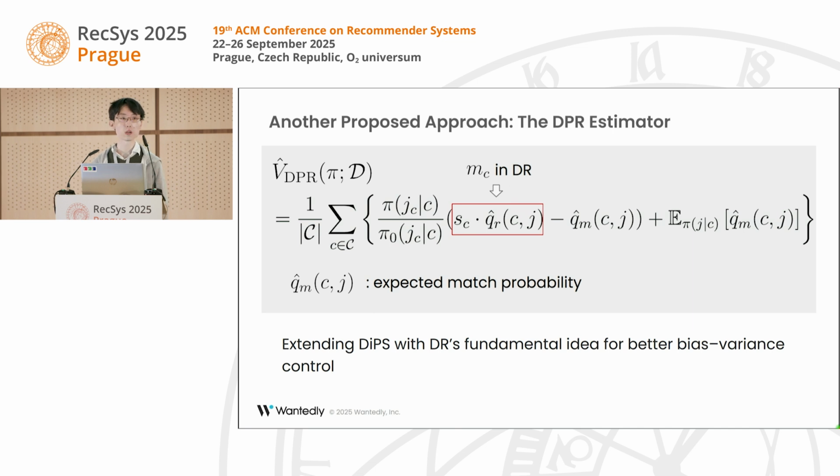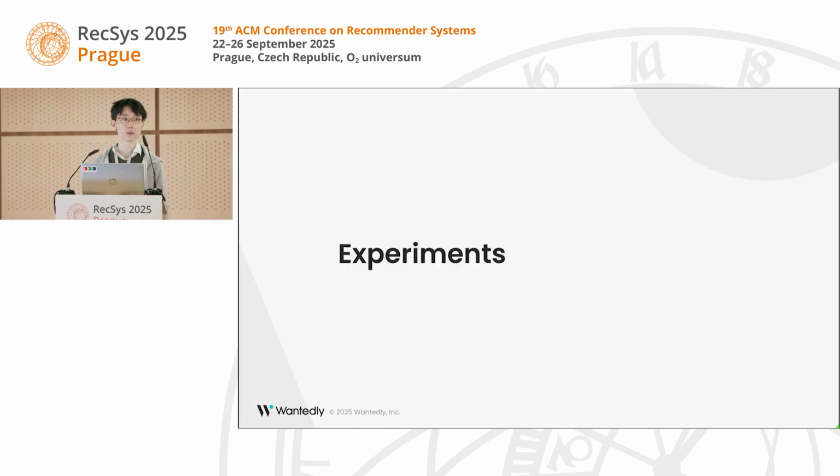Next, we have DPR. It extends DIPS with a DR-style correction term to reduce the variance further. It has low variance when the replying model q_R is reasonably accurate. For theoretical details, please refer to our paper. We conducted experiments on synthetic and real-world datasets. Due to time constraints, we show only the synthetic results.